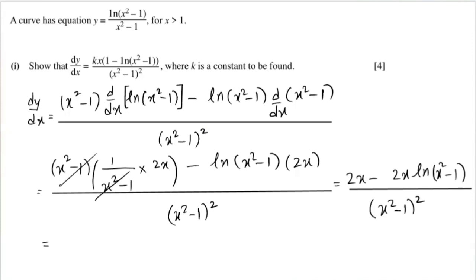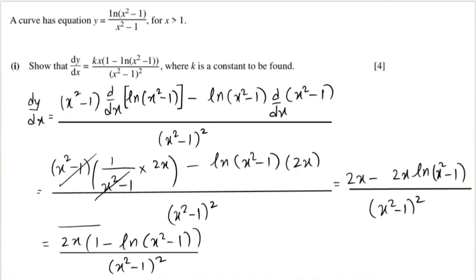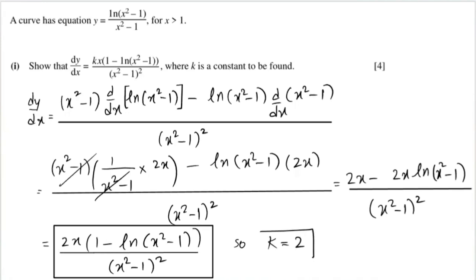And finally, I can write my answer, factor out the 2x. This is going to be 1 minus natural log of x squared minus 1, and divide it by x squared minus 1 whole squared. So this is my expression. And they were saying that k is a constant to be found. So k is going to be 2.